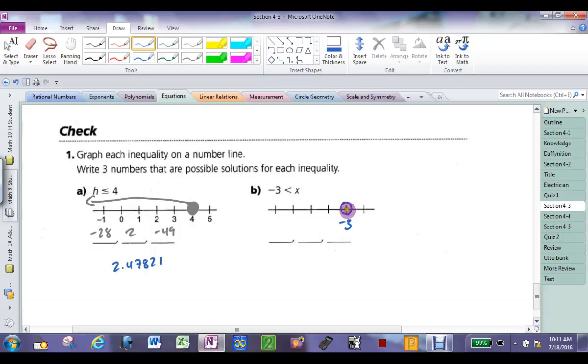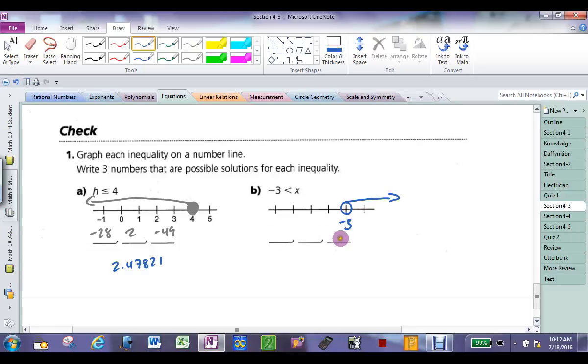Do I color it? No. Why? It's not equal. Which way does the arrow go? Right. It does not follow the symbol because negative 3 is a minimum.